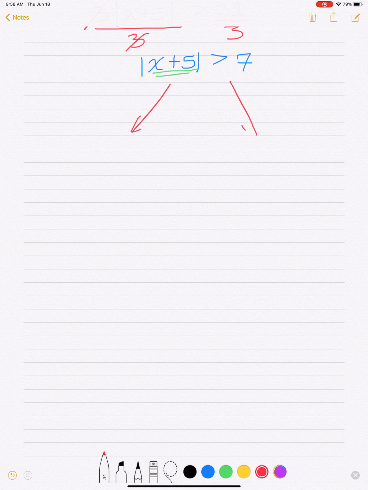You take x plus 5, what's under the absolute value, greater than 7, and also you take what's under the absolute value, x plus 5, and set it less than negative 7.